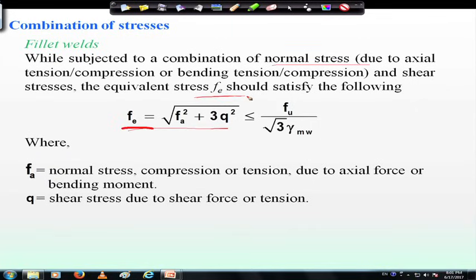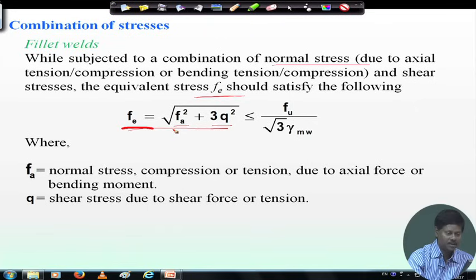So, fe we can find out with the combination of these two, fa square plus 3 q square, and the square root of that will be the equivalent stress. fa is the normal stress due to axial compression or tension or due to bending, and in case of bending it may be bending stress in tension or compression, and q is the shear stress due to shear force, right.